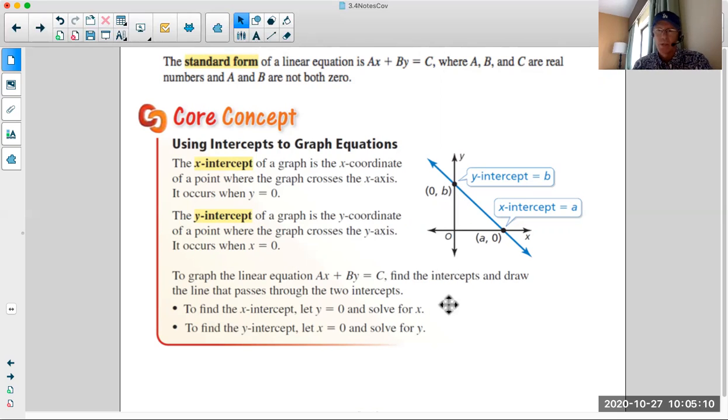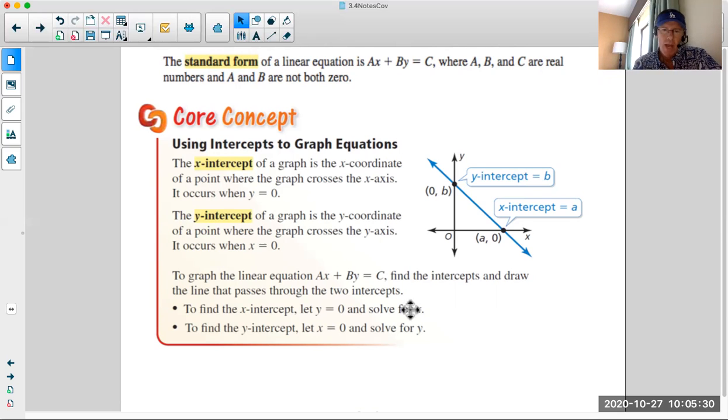Okay. So how does that help us in graphing? Well, to graph the linear equation of something that's in standard form, ax + by = c, all you do is find the intercepts and draw the line that passes through the 2 points. So you plot the 2 points and you connect the dots. You get to play connect the dots. You never thought you'd be playing that again, but here you are.